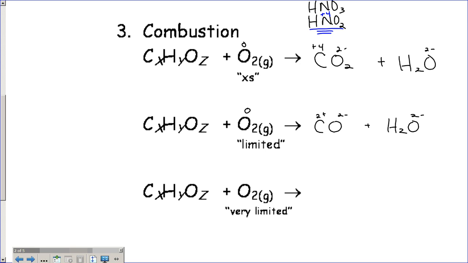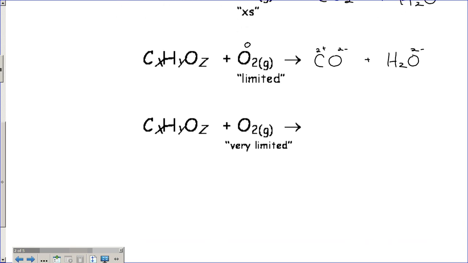And then if we have oxygen in a very limited state, oxygen is still going to reduce, but our products now become just straight carbon and water. So the oxygen goes -2 to 0, and the carbon goes from whatever negative number this is. I don't know that it's a 4.